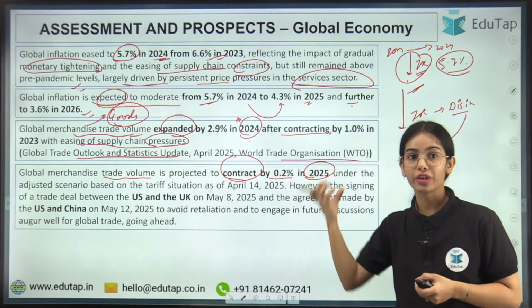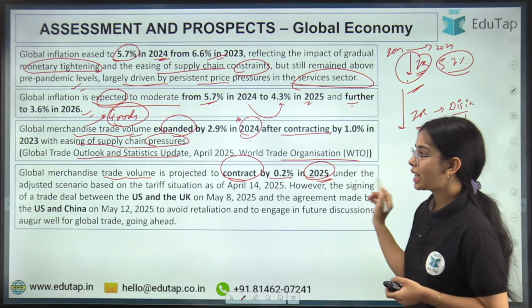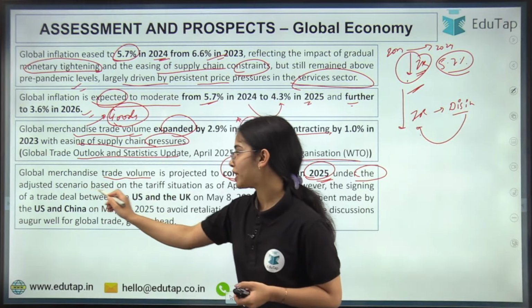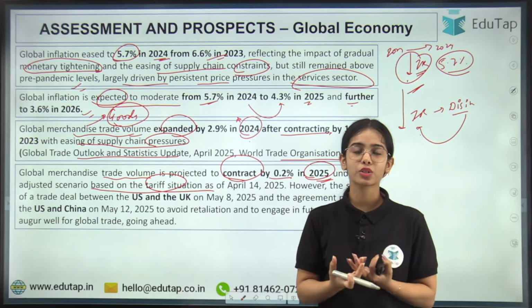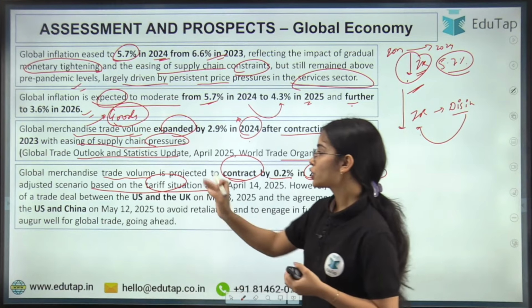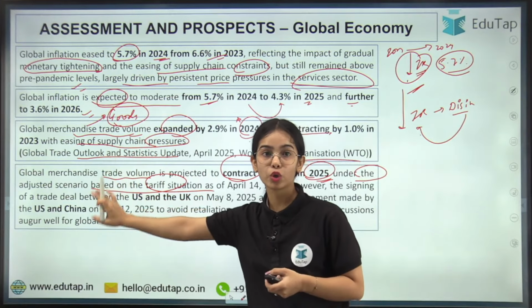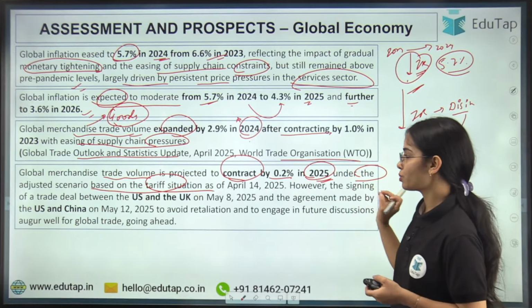This is projected to contract. This is projected to decrease by 0.2% in 2025 under the adjusted scenario, based on the tariff situation that is going on, the trade war kind of situation, and the tariffs that are being imposed by the different countries. So due to that, it is expected that the global goods trade volume is going to contract by 0.2%.